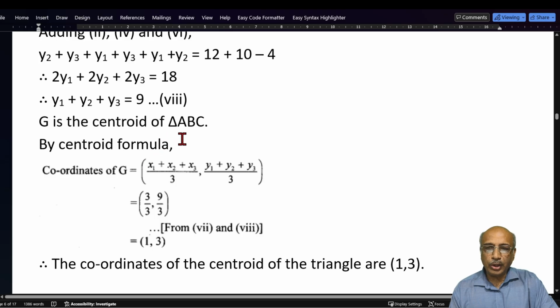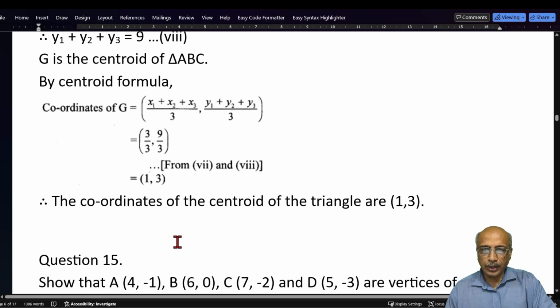G is the centroid of triangle ABC. By the centroid formula, you know very well, the sum of the x coordinates of the 3 vertices divided by 3, and the sum of the y coordinates divided by 3. So the centroid formula is ((x1 + x2 + x3)/3, (y1 + y2 + y3)/3). From equations 7 and 8, we get the values 3/3, 9/3. So here we get the answer (1, 3). The coordinates of the centroid of the triangle are (1, 3).